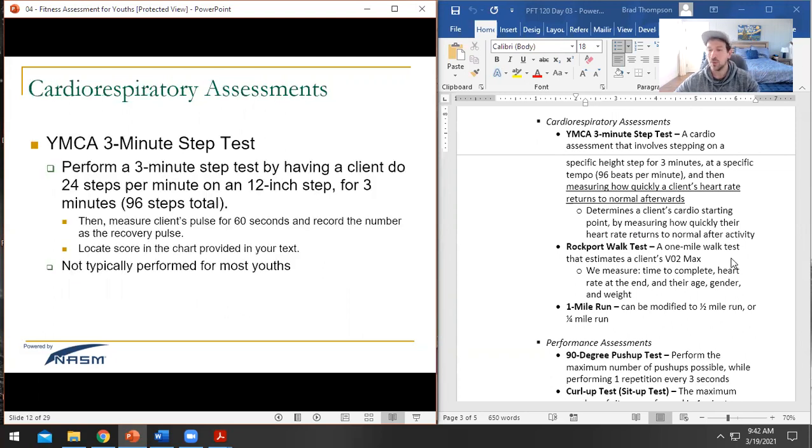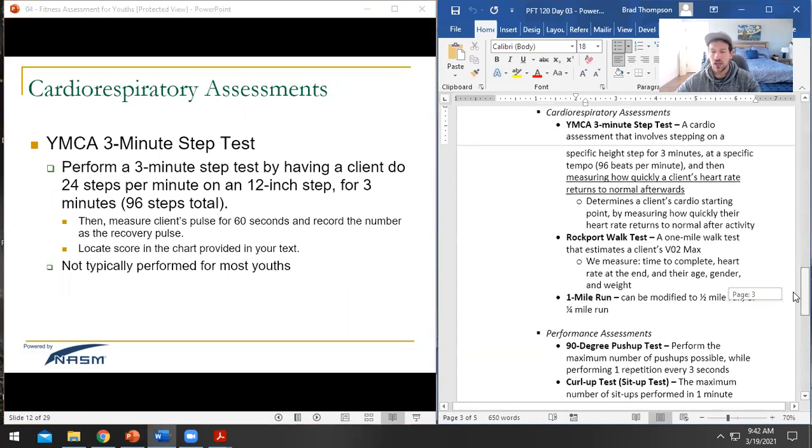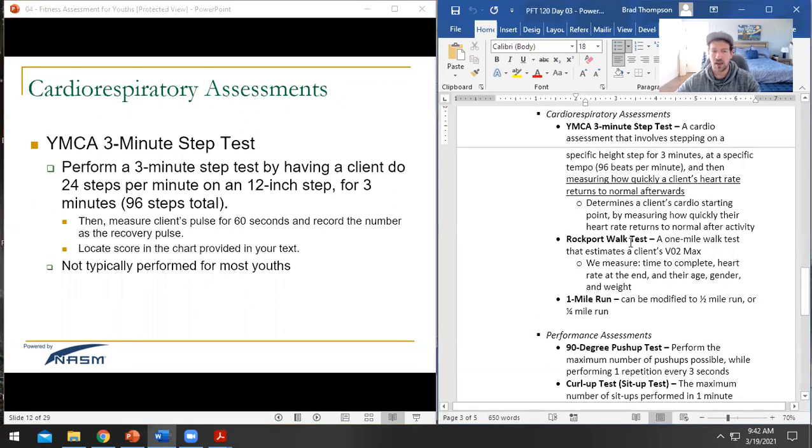So next category, we've got our cardio assessments. You'll notice I put the main ones in here for our adults, even though those actually are not going to be in the youth version. So there is the YMCA 3-minute step test, which is a cardio assessment that involves stepping onto a 12-inch box or a 12-inch step for 3 minutes at a time at a tempo of 96 steps per minute.